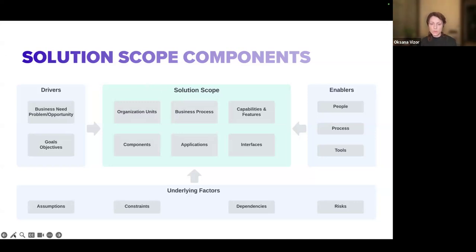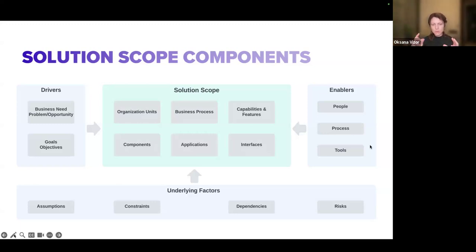And one of the most important factors, very often underestimated, are underlying factors, assumptions, constraints, dependencies and risks. They are very important because they help us to limit the scope, to frame the whole picture. What are we doing? And as a result, we will have the solution scope, which consists of organizational units, some business processes, features and capabilities to be implemented, some interfaces, applications, and components.